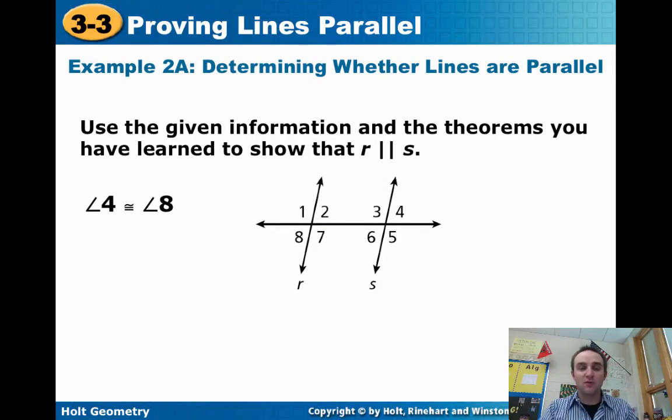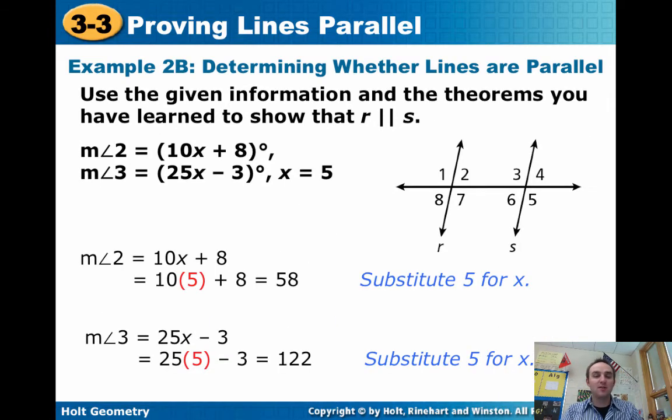So let's take a look at this one. We've got angle 4 is congruent to angle 8. Well, angle 4 and angle 8, what type of angles are those? That's an alternate exterior angle pair. So we have alternate exterior angles there, and since alternate exterior angles are congruent, that means that our lines are parallel.